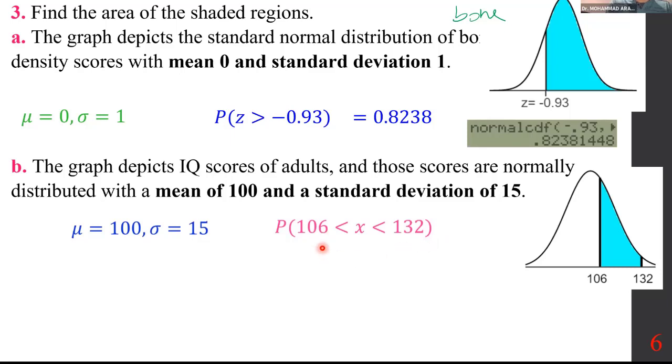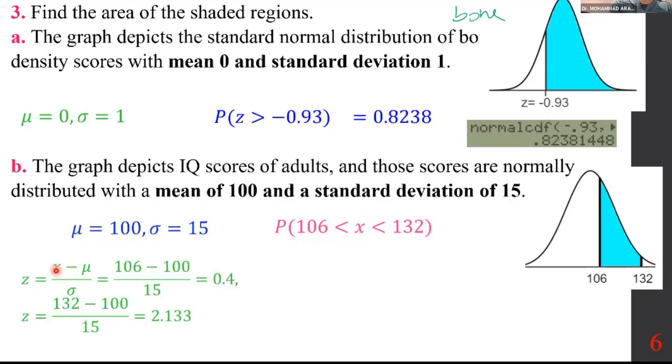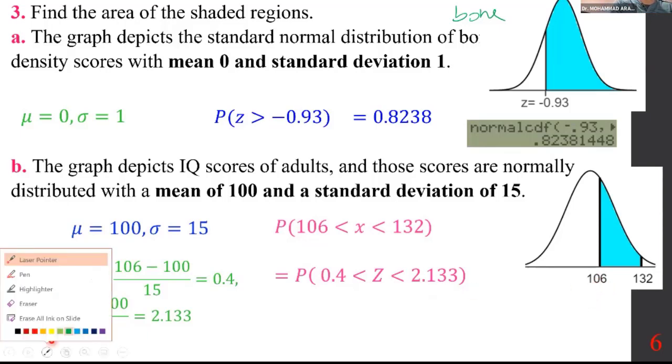We are going to go to standard normal distribution, or SND, using the z-score x minus mu over sigma. And what do we put in here? We already have the mu and sigma, therefore we use x equals 106 for one of them, x equals 132 for the other one. And now we get the z-scores of 0.4 and 2.133. When we graph, this is corresponding to 0.4, and normally I like to go with the graph of SND.